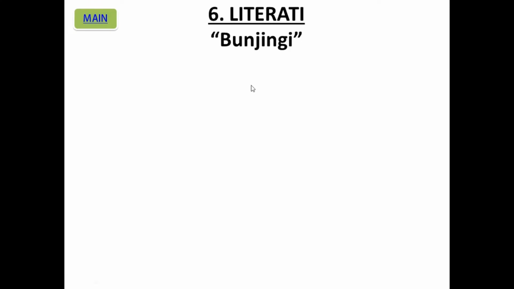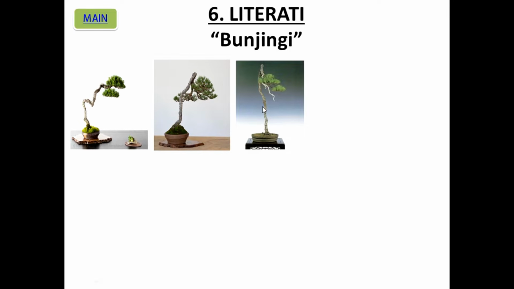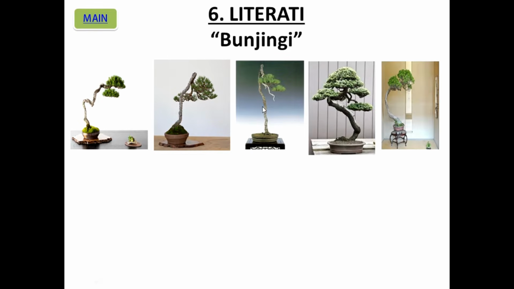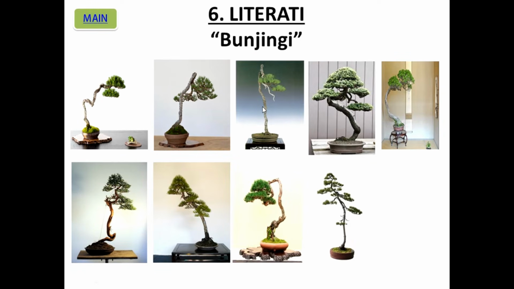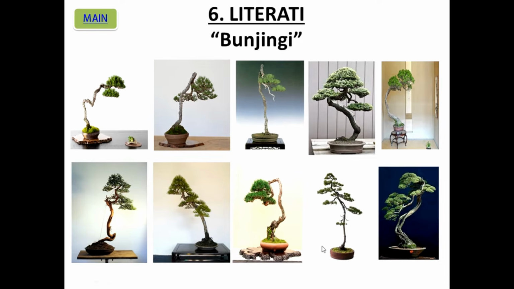Literati, or bunjingi. This style has a generally bare trunk line with branches reduced to a minimum and typically placed near the apex of a long, often contorted trunk. Their minimalist landscapes often depicted trees growing in harsh conditions, with contorted trunks and reduced foliage.